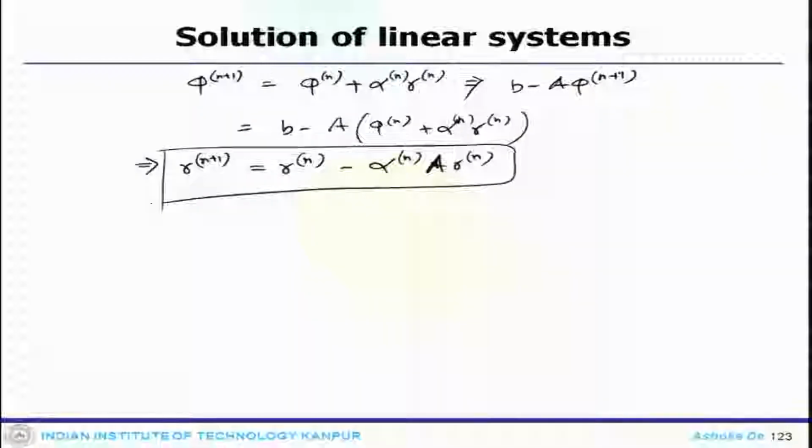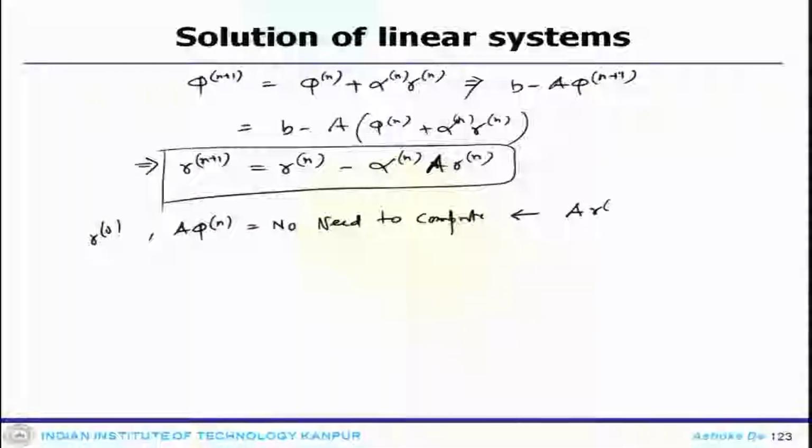Now the equation for this Rn in step 1 is needed only to calculate essentially R0. With this formulation there will be no need to compute A phi n, as it is replaced by A at n. So you do not need to calculate this particular term directly, as it is replaced.